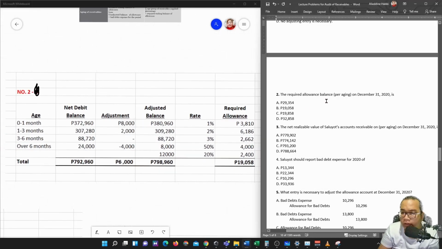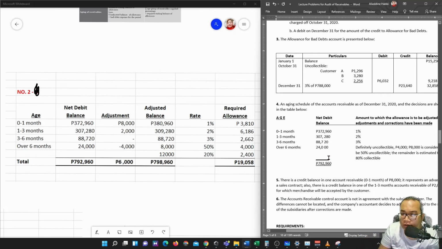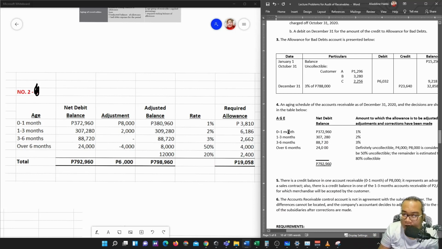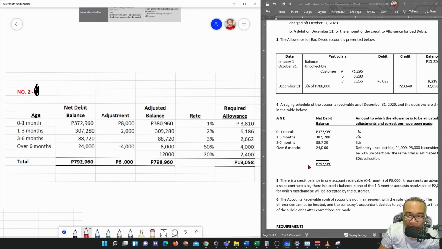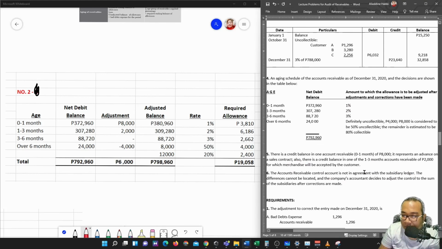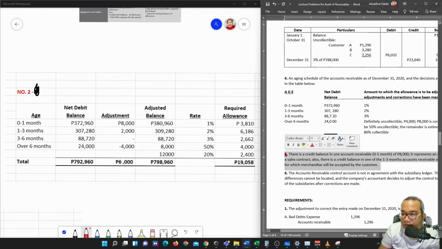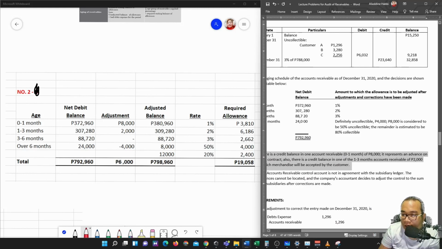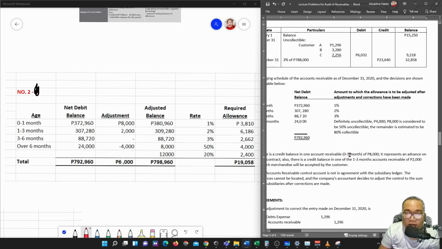Okay, ganito. So, yun. The required balance per aging on December 31, 2020 is summation lang. As you can see here, 0 to 1 month, 372,960 times 1%. Agad-agad ba? Hindi. Ano yung sinabi natin kanina? Sa number 5, may credit balance of 8,000 and 2,000. 8,000 sa 0 to 1 month, 2,000 sa 1 to 3 months.